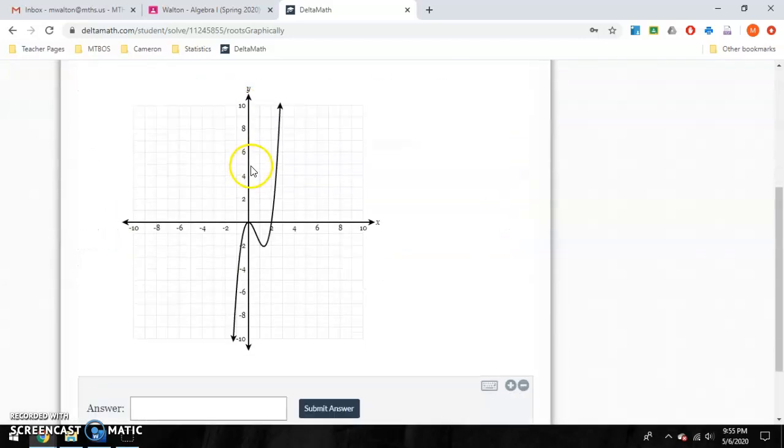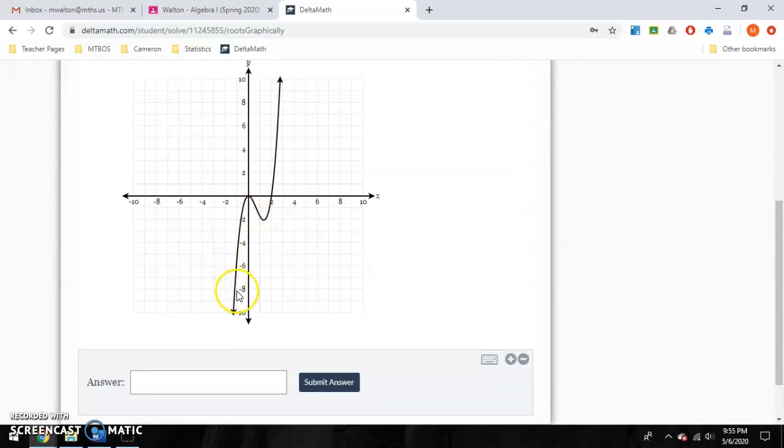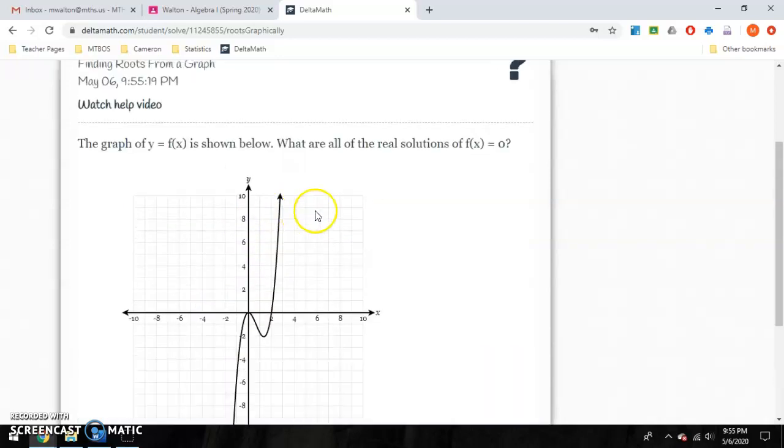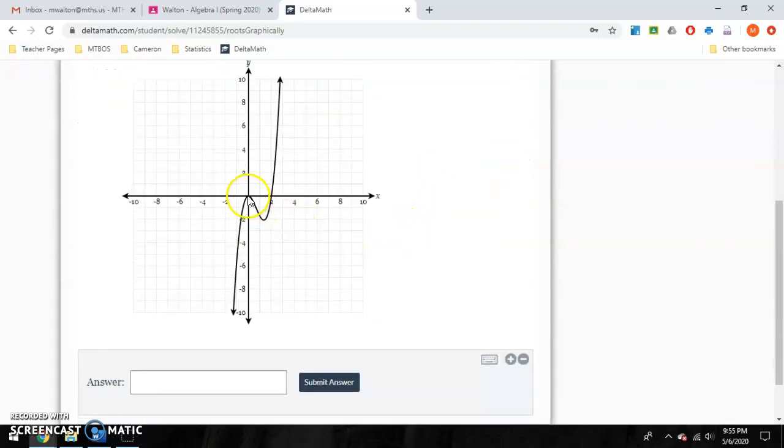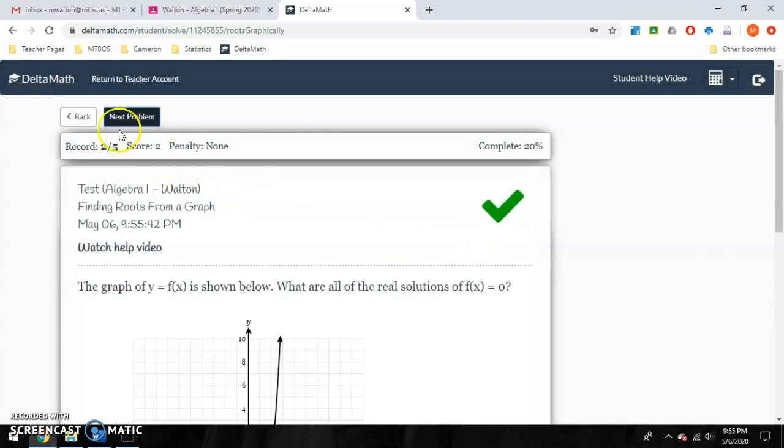I'll do one more like these. Looking at this, it looks like we come on up with this polynomial. We touch 0, and then we touch it again at 2. So what are the real solutions of f of x equal to 0? Well, we have 2 real solutions. We have a solution at 0, and we have one at 2. So our 2 solutions are 0 and 2, and you should be ready to go.